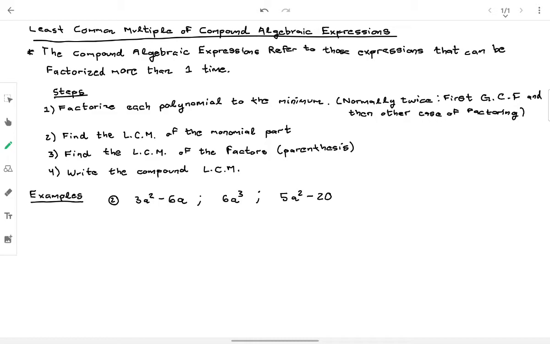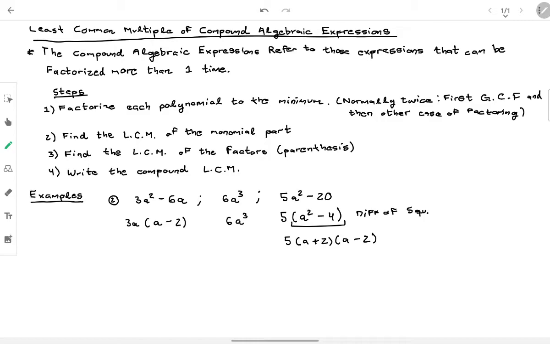So let's see. On the first polynomial, I can take out a 3a, and it's going to be a minus 2. The second one is a monomial, so I cannot do anything. It will stay the same. But for the third one, I can take out a 5, and it's going to be a squared minus 4. This part is a difference of squares, so we can continue factorizing it. It's going to be 5 that multiplies a plus 2 that multiplies a minus 2.